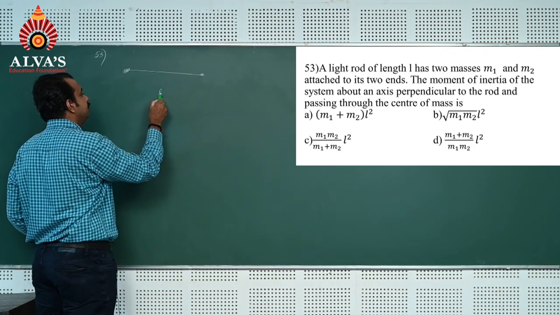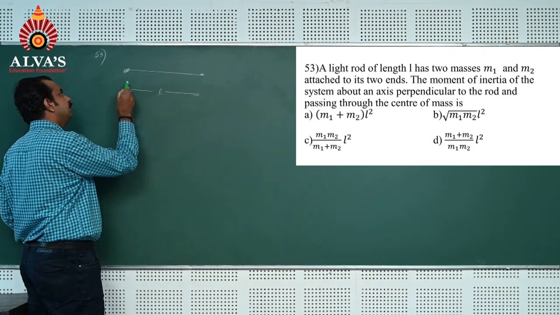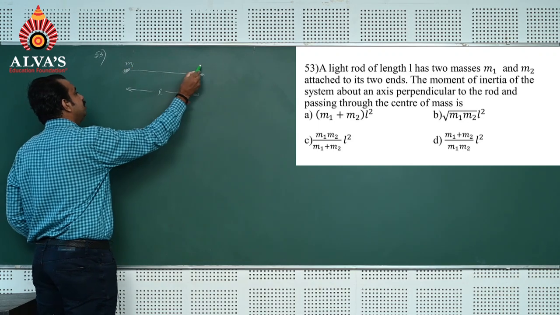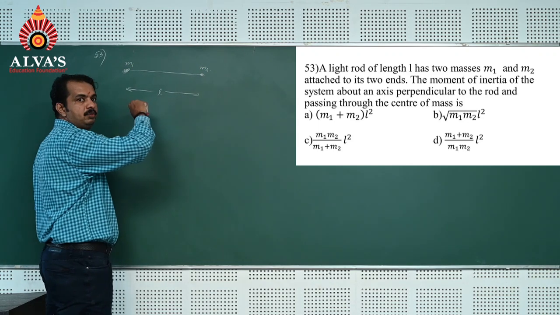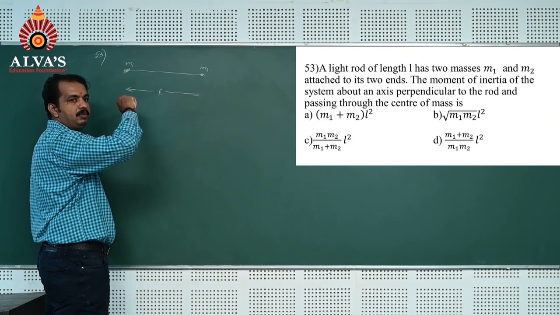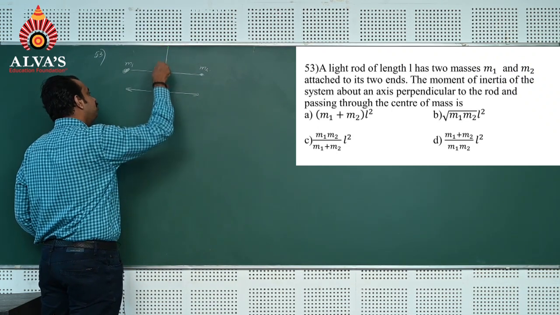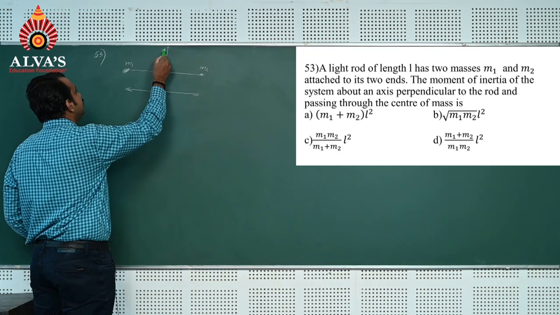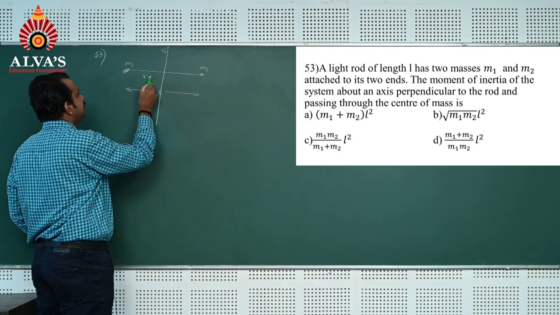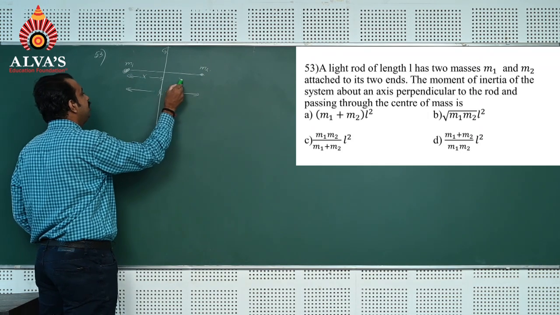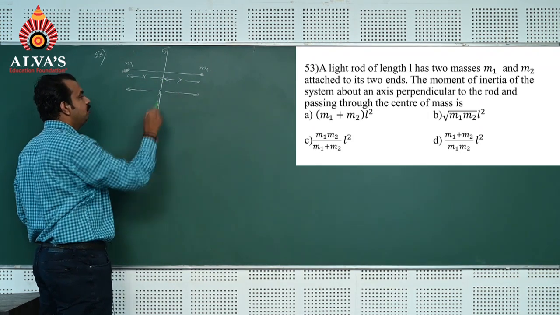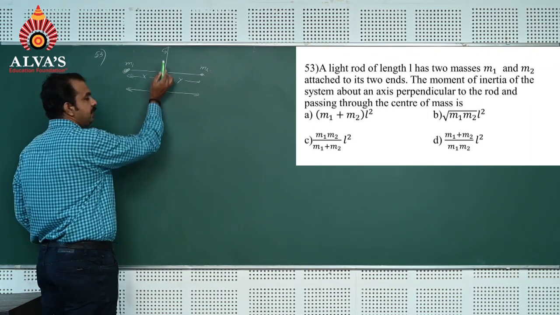Length L, mass m1, mass m2. The moment of inertia of the system about an axis perpendicular to the rod and passing through the center of mass is asked. I take this distance as x for the time being, this distance I would like to take as y, and the total distance is L.